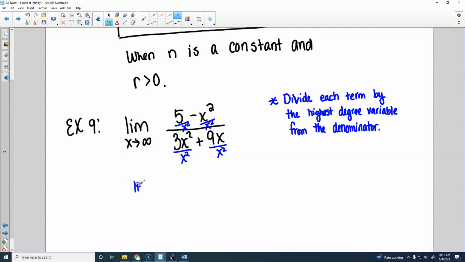So keep your limit notation. Don't be lazy, like I'm sometimes guilty of doing. 5 over x squared, will that reduce or simplify? It will not. So that's going to be 5 over x squared. Minus, what's x squared over x squared? 1. Okay. What about 3x squared over x squared? That's just 3. What about 9x over x squared? That's 9 over x.